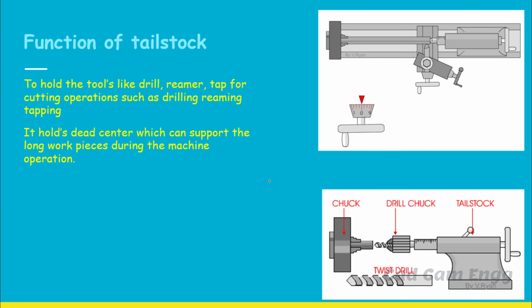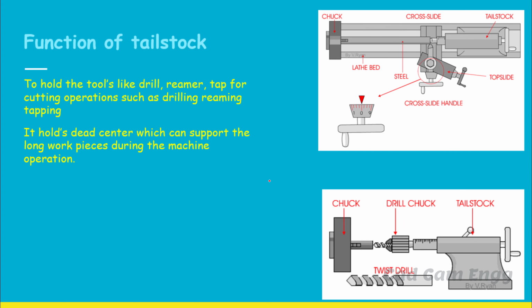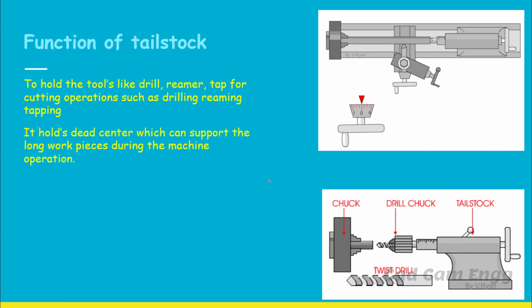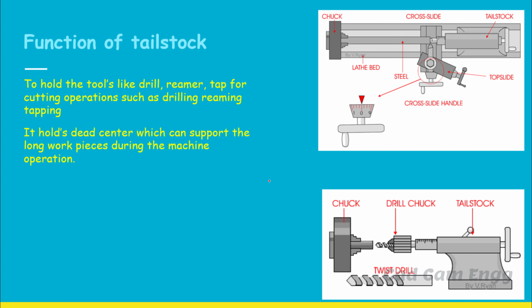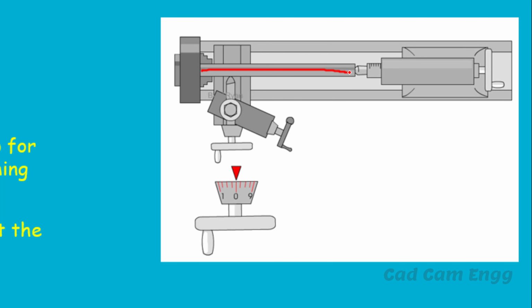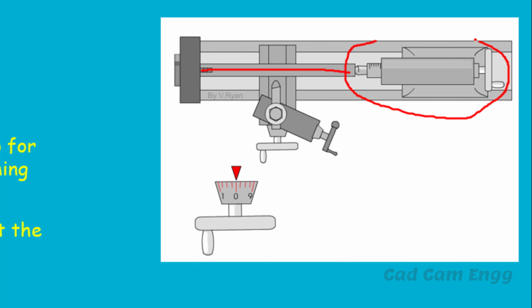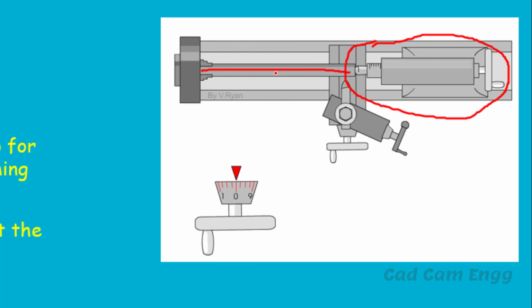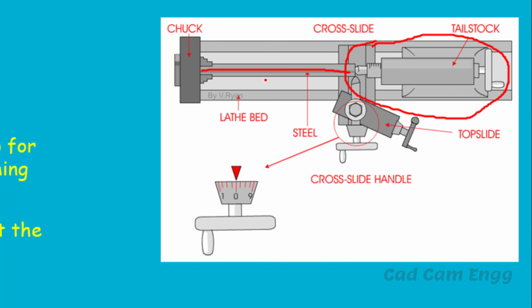Next important, the function of the tailstock. What is the use of the tailstock? To hold tools like drill, reamer, tap for cutting operations such as drilling, reaming, tapping operations. And at the same time, it holds the dead center, which can support the long workpiece during the machining operation. See, in this top animation image, you are able to see this is a lengthy workpiece. This tailstock is used to support the lengthy workpiece during machining.